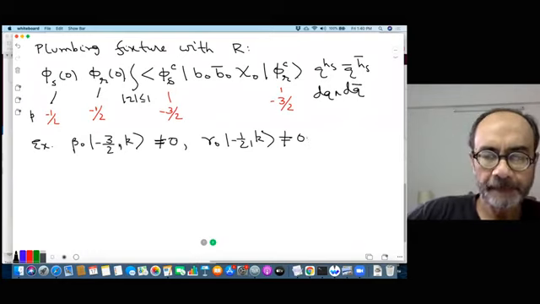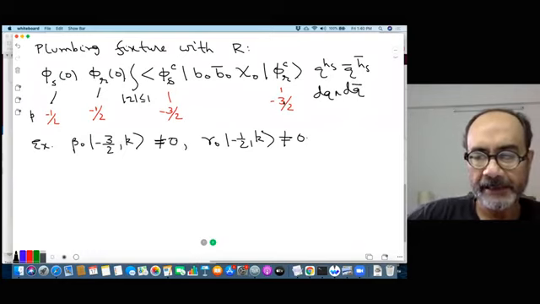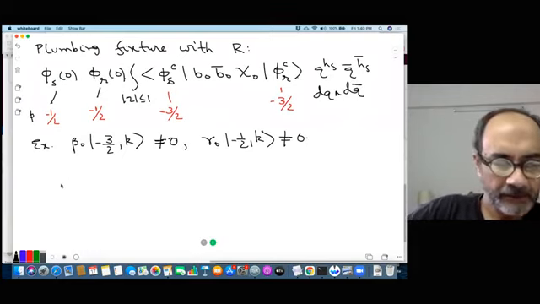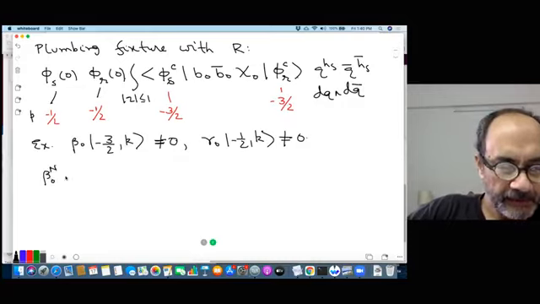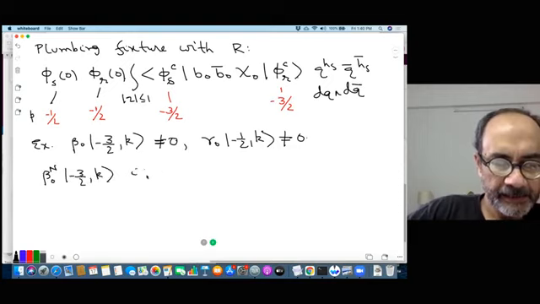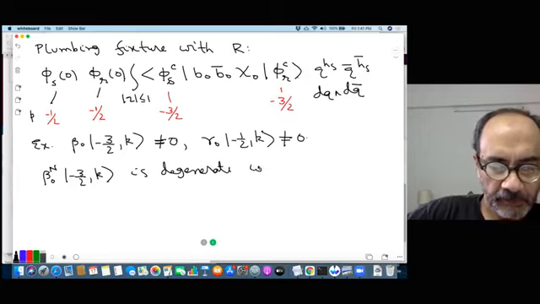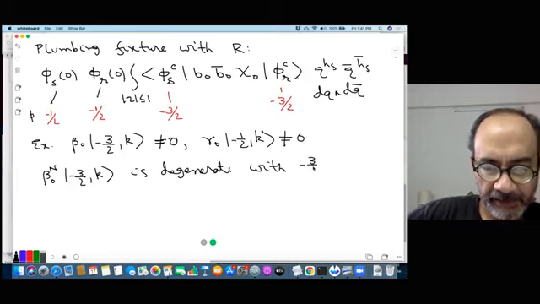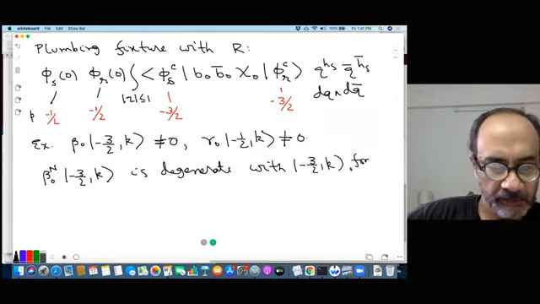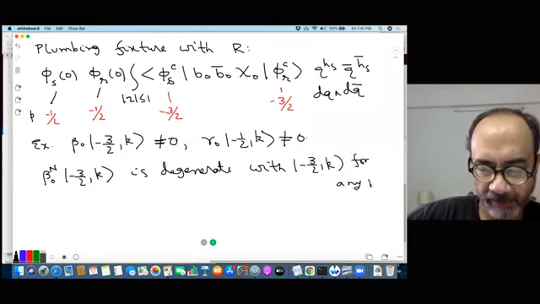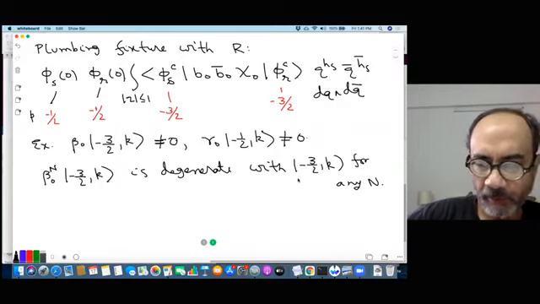So this means that if you are trying to build a basis of states in the minus 3 half picture number, we can take beta 0 to the power n times minus 3 half k. This is degenerate with minus 3 half k for any k, for any n. K is just there for keeping track of the momentum, or otherwise it's not going to play any role.